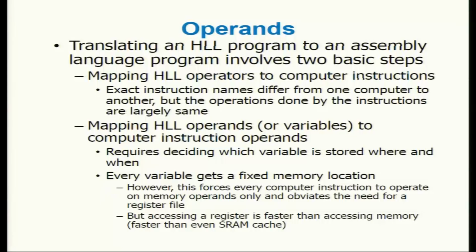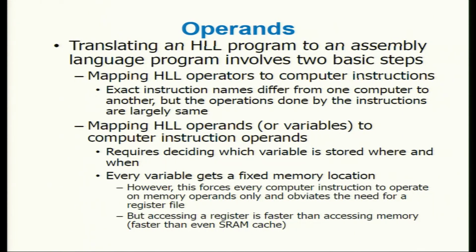Now, translating a high-level language program to an assembly language program involves two basic steps. The first step is mapping the high-level language operators to computer instructions. Exact instruction names differ from one computer to another, but the operations done by the instructions are largely the same. For example, you have add, subtract, divide, multiply, and, or, XOR, this kind of instructions. And the second step is to map the high-level language operands, that is the variables of your program, to computer instruction operands. So these are the two basic steps that a compiler does.